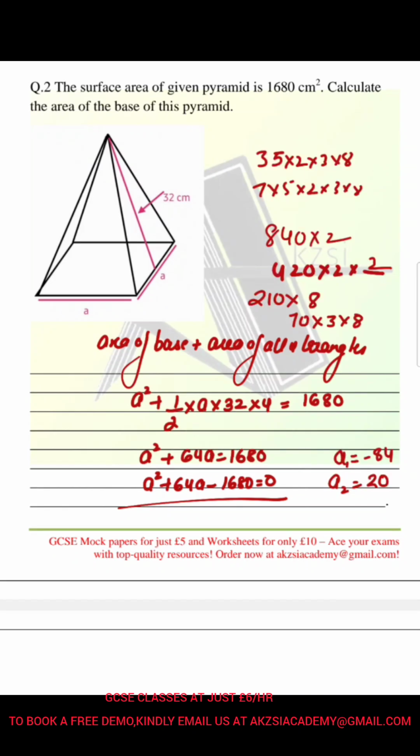So from here, we'll get two values: A1 as negative 84 and A2 as 20. Obviously, a side cannot be negative, so we will be selecting 20. So if A is 20, they are asking you to calculate the area of the base of this pyramid. So it's going to be A squared, that is 20 squared. Area would be length squared for a square, and 20 squared is 400. So 400 centimeters squared is the area of the base of the pyramid.